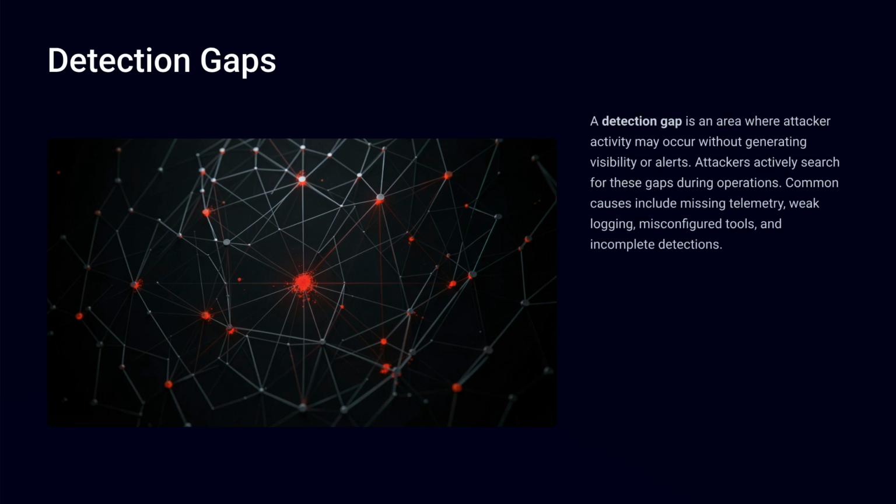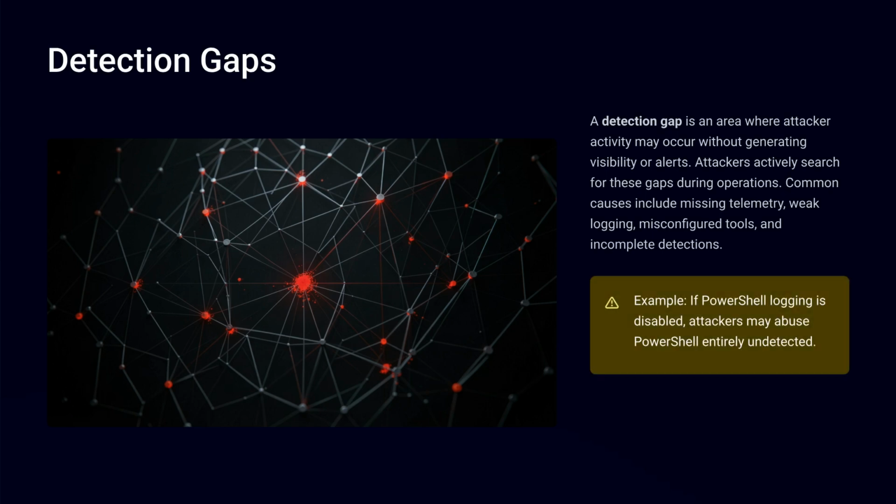A detection gap is an area where attacker activity occurs without generating alerts. Common causes include missing telemetry and misconfigured tools. For example, if PowerShell logging is disabled, attackers may abuse it undetected. Blue teams close these gaps through threat hunting, adversary simulation, and detection testing.